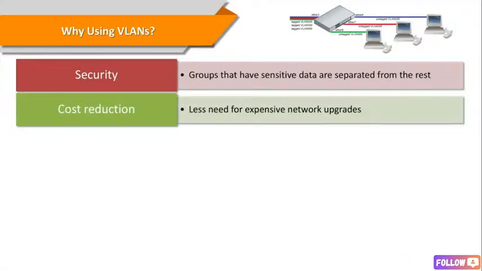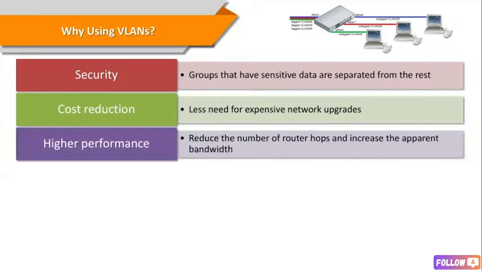Cost reduction. Cost savings result from less need for expensive network upgrades and more efficient use of existing bandwidth and uplinks. Higher performance. Careful monitoring of network use allows the network administrator to create VLANs that reduce the number of router hops and increase the apparent bandwidth for network users.